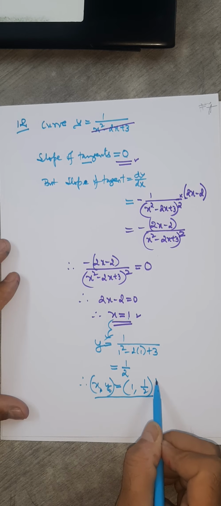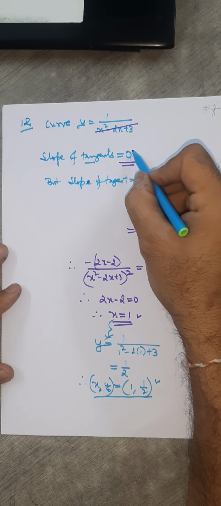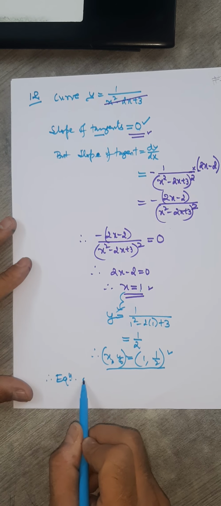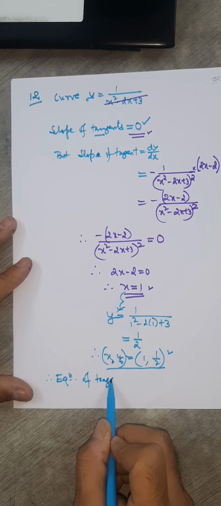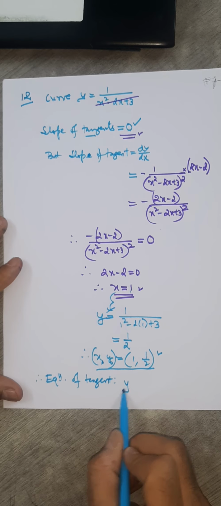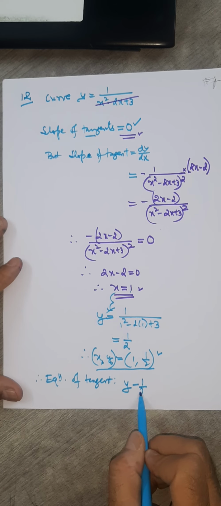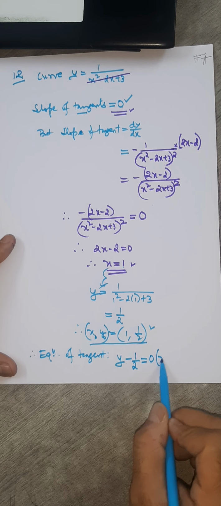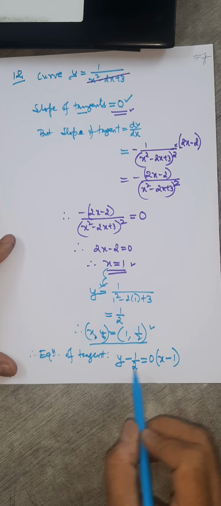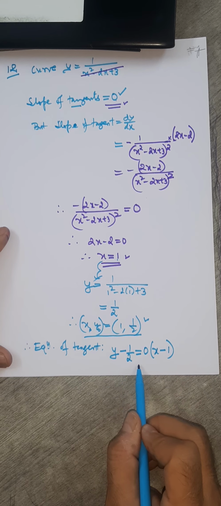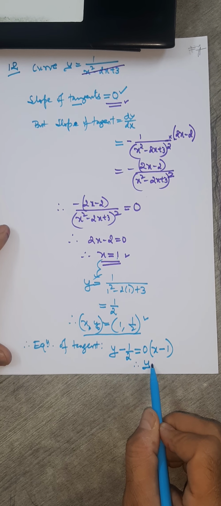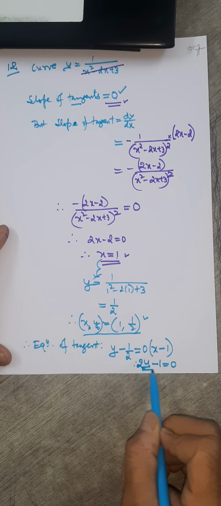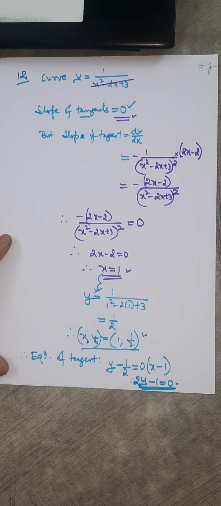Now you have a point, you have a slope. So the equation of the tangent here, we will have just one tangent. y minus y0, which is 1 by 2, equals slope, which is 0, into x minus x0. So this is 0. Therefore finally we are getting 2y minus 1 equals 0. This is the required tangent here.